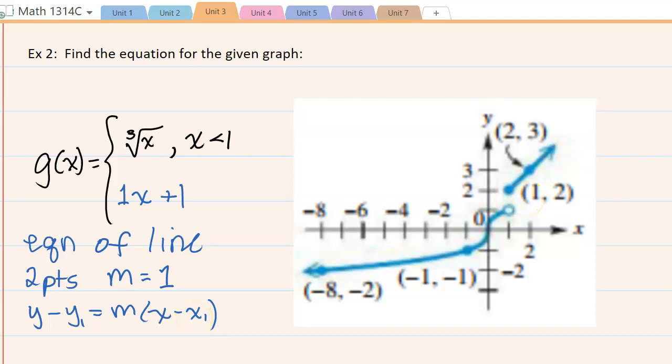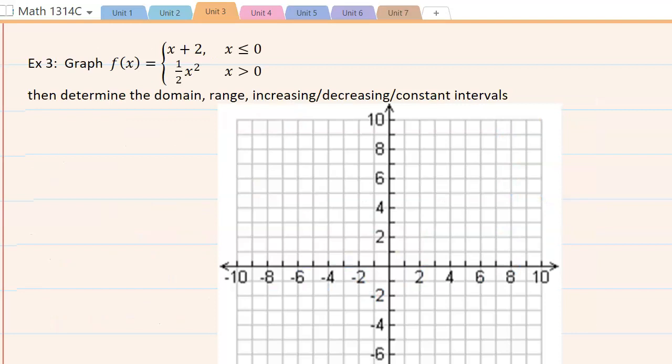The next thing we need to do is to see what domain exists. So we can see that it's everything to the right of when x is equal to 1. So we know it's going to be to the right of 1. But notice that we also have a closed circle here, so it can also be equal to that. Let's move on to example number 3.